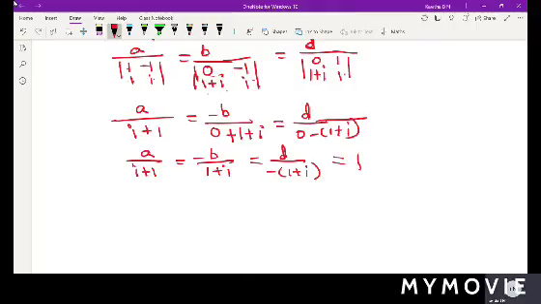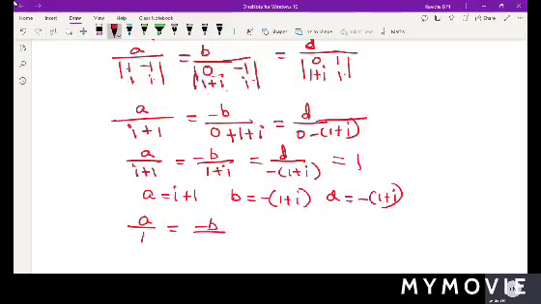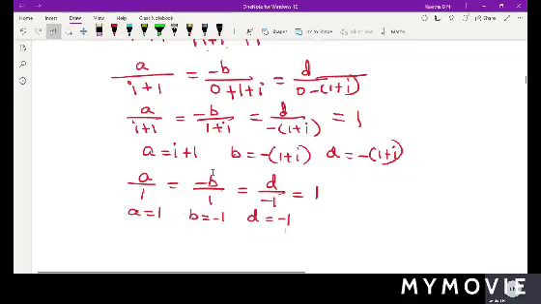Take down here 1. a is equal to i plus 1, b is equal to minus 1 plus i, and d is equal to minus 1 plus i. Otherwise we are writing a by 1, minus b by 1 and d by minus 1. So a is equal to 1, b is equal to minus 1 and d is also minus 1. Then we need to find the w value.